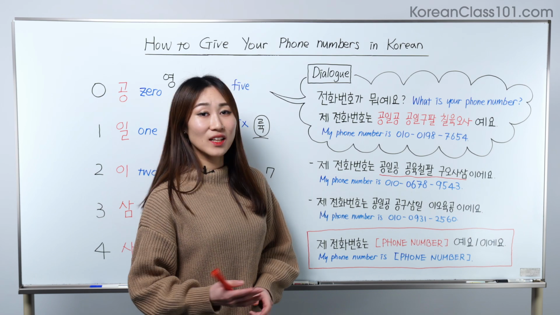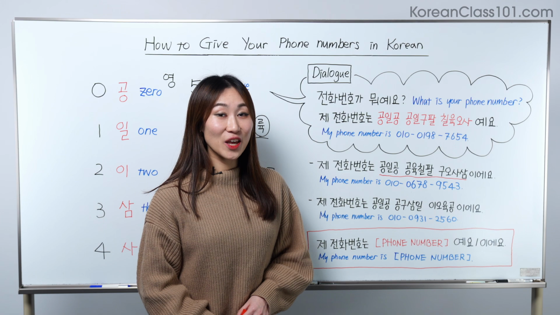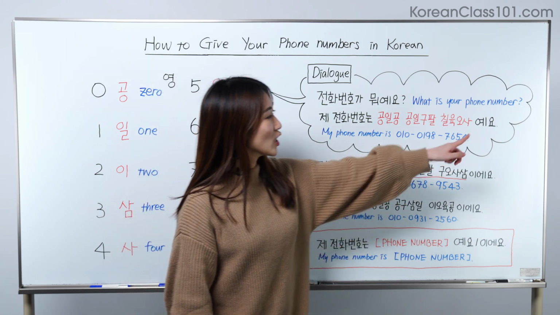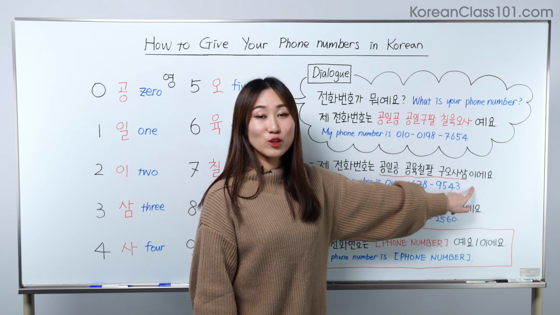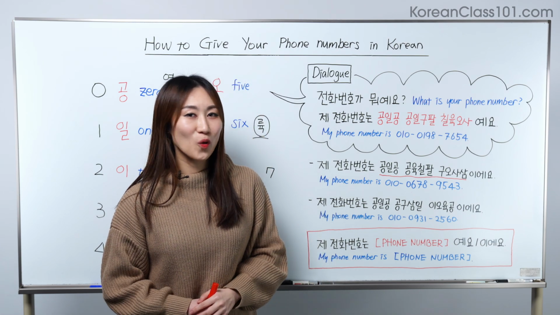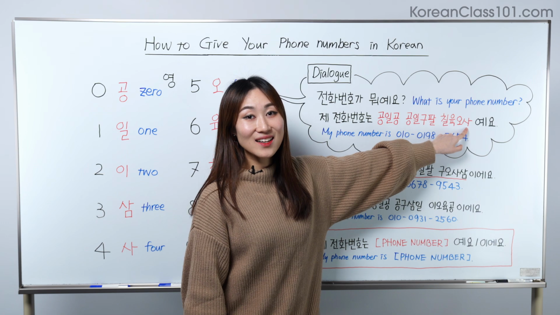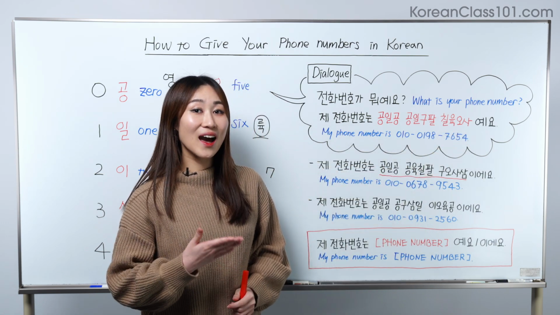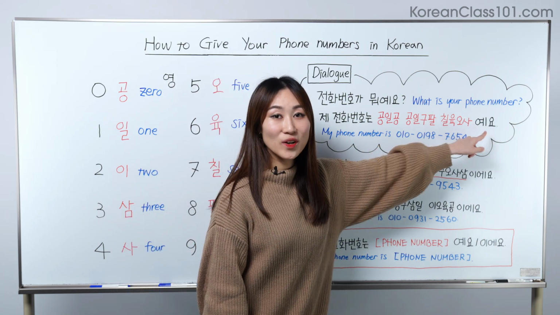010-0678-9543이에요. Have you noticed some difference here? Here I used 예요, but here in this example I used 이에요. Why? Let's look at this number. 사. It ended with a vowel sound, right? 사, it ended with a vowel sound, so we are using 예요.